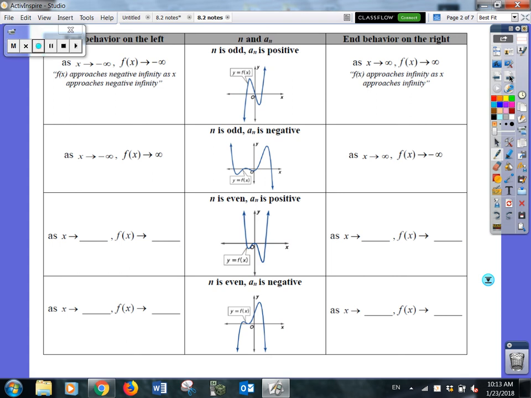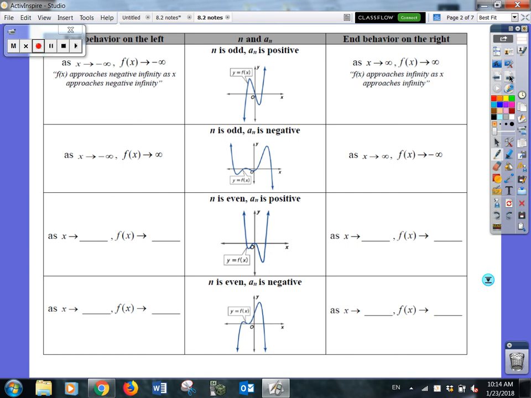So let's take this first one. N is the degree, it's odd, and the leading coefficient is positive. And number 2, it's odd, but the leading coefficient is negative. So these are our two options for an odd degree. If the biggest degree is an odd number, we're going to write our end behavior using these statements. This column right here is the left side of the function. This column over here is going to be the right side of the function.